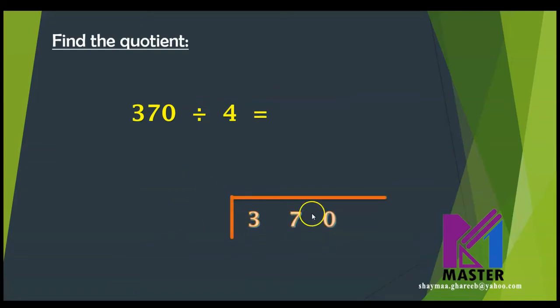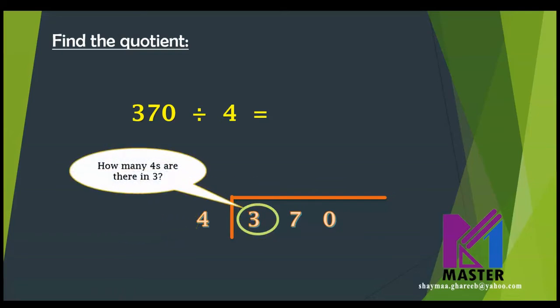I will do exactly the same: the division sign, the dividend under the division sign, and the divisor on the left side. The first digit is 3, so I will start by dividing 3 by 4. 3 divided by 4 means how many 4s are there in the 3? Are there any 4s in the 3? Of course, no, because the 4 is greater than 3. So there are 0 4s in the 3.